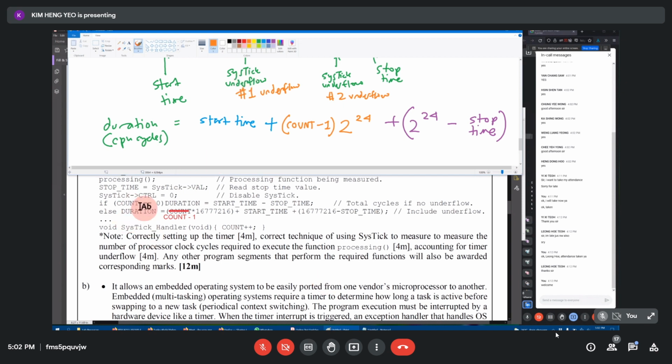So the duration is start time plus count minus 1 multiplied by 2 power 24, plus 2 power 24 minus stop time. Okay, so this is one way of doing it. Maybe you can come up with other ways to do it. I just show one way to do it.